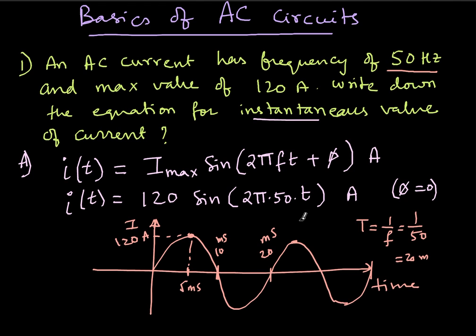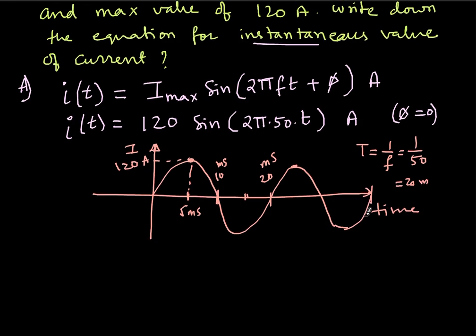In fact, you can verify this. If I substitute here 5, 10, 15 or whatever values, I keep getting the 0 and maximum and minimum values. So for example, if I substitute 10 here, 50 into 10 milliseconds, this entire thing becomes a multiple of pi, and it becomes 0. Anyway, we're going to see that in the further questions. So let's continue. I have prepared a series of questions.